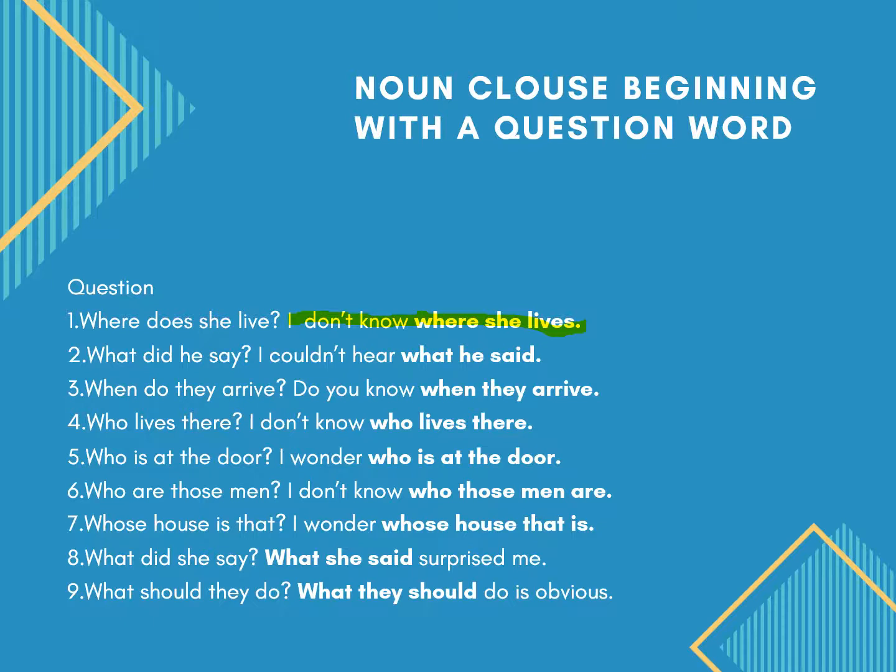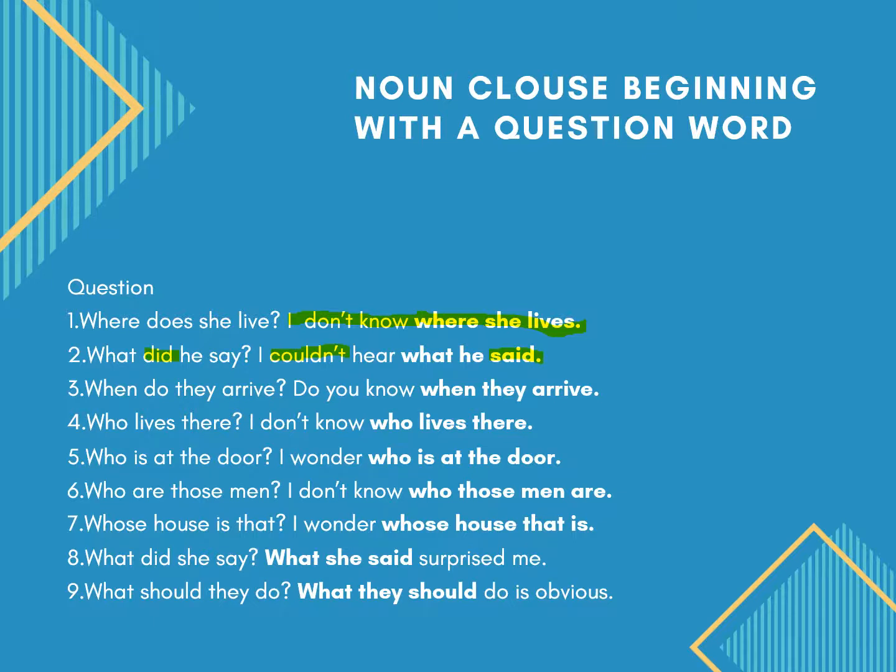The other example is: What did he say? And to make a dependent clause, it becomes "what he said." I couldn't hear what he said. Because this is past form, we transform the verb "say" into "said." Past tense. I couldn't hear what he said.